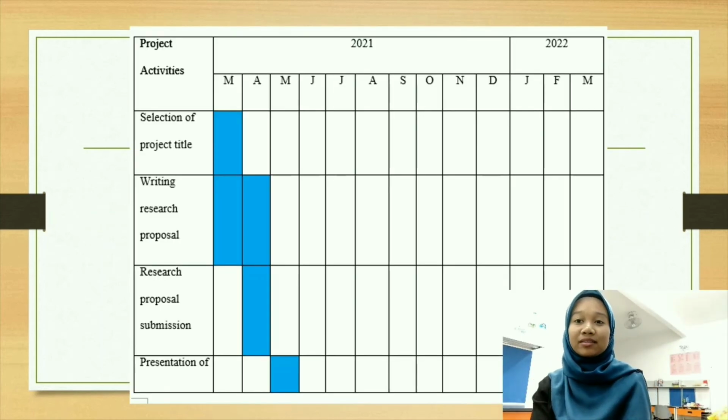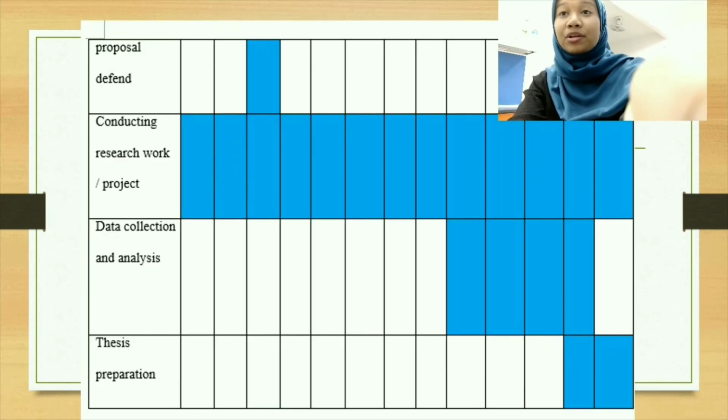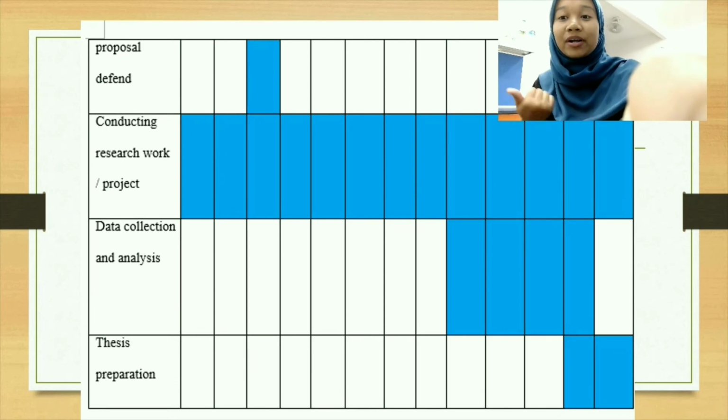Next is the Gantt chart and milestone. For the Gantt chart, selection of project title will be during March, writing research proposal during March until April, research proposal submission during April, and presentation of proposal defense during May, which is during March 2021 until March 2022. Data collection and analysis is during November until February 2022. Thesis preparation is during February 2022 until March 2022.